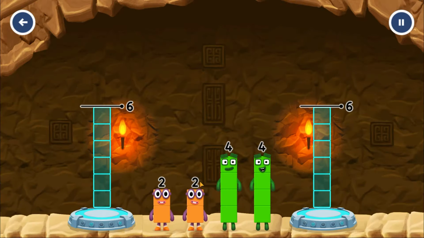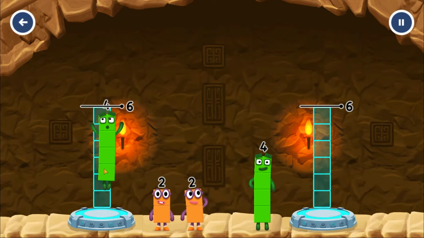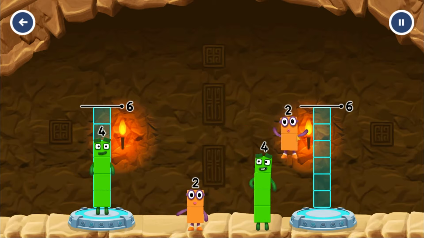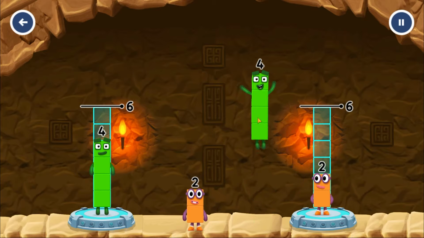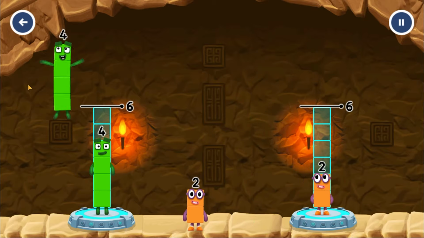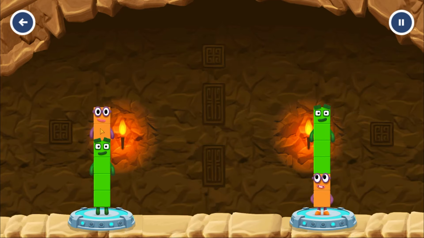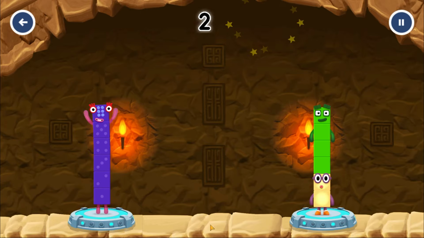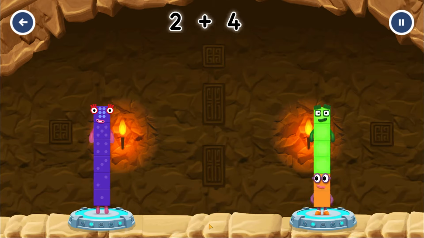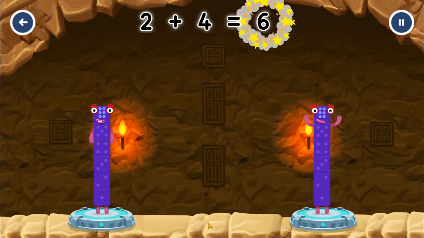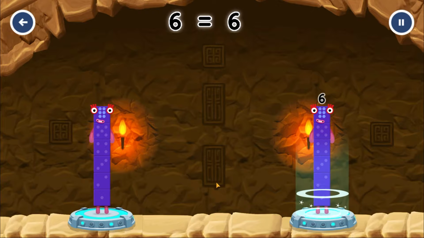Share the number blocks evenly to make 2 groups of 6. 4, 2, 4, 2. That's right. 4 plus 2 equals 6. 2 plus 4 equals 6. 6 equals 6.